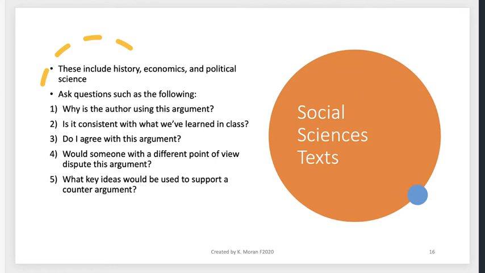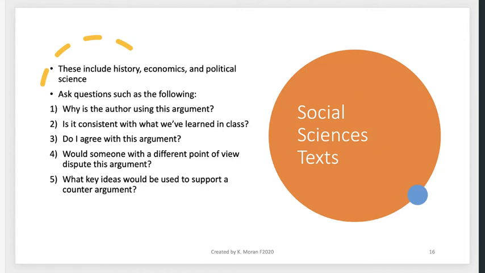The social science texts, such as history, economics, and political science, again, you want to look for an author's bias. So why is the author using a particular argument? And is the information consistent with what you've learned in class? And if not, why? You can also ask if you agree with the argument and look at your own reasons for agreeing or disagreeing.